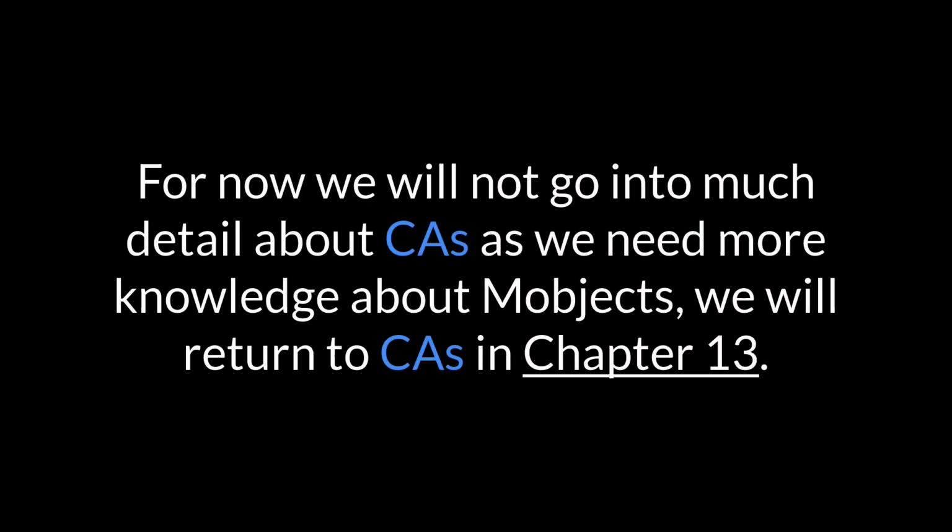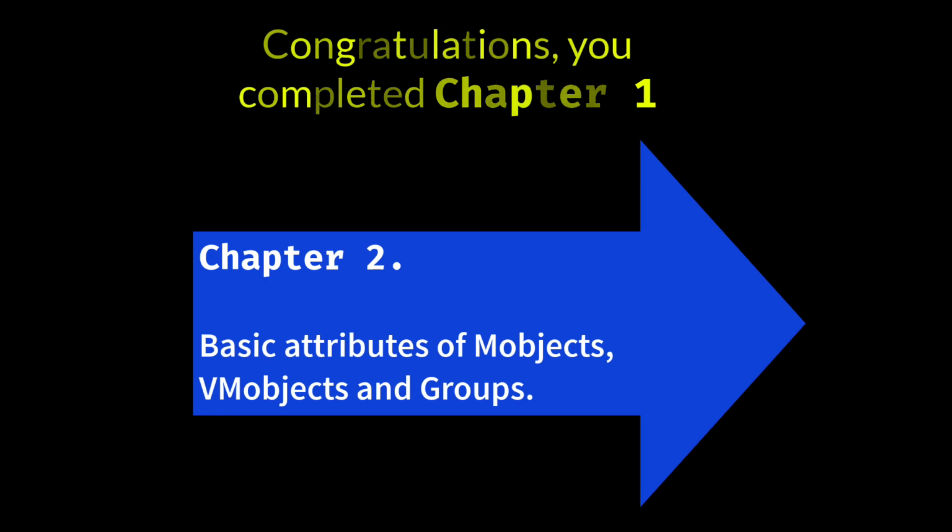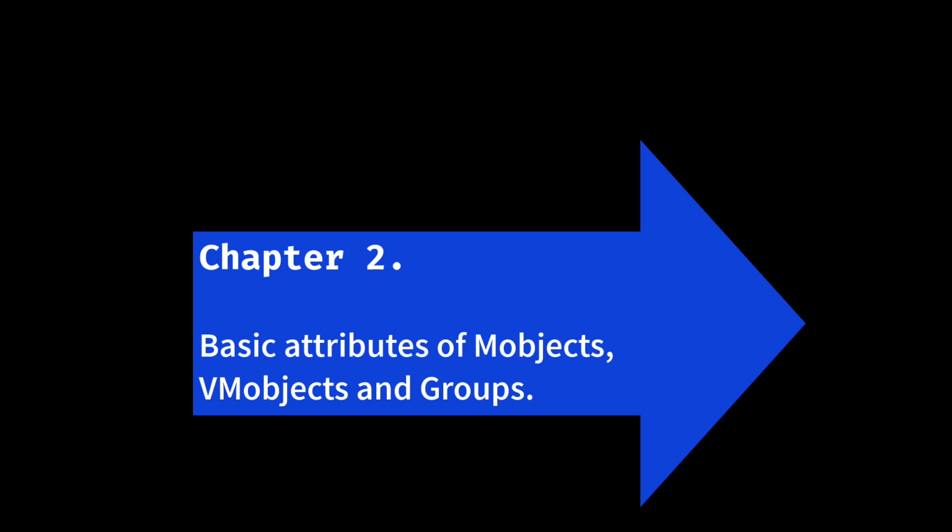We are not going to get too deep into this topic yet, as we need to learn more about MObjects. But don't worry, we'll cover this topic in depth later in Chapter 13. For now, we will only use simple animations. Thus we end Chapter 1 of this basic course. In the next chapter we will see the generalities of MObjects and VMObjects, in addition to learning a little more about class animations. See you in the next chapter.